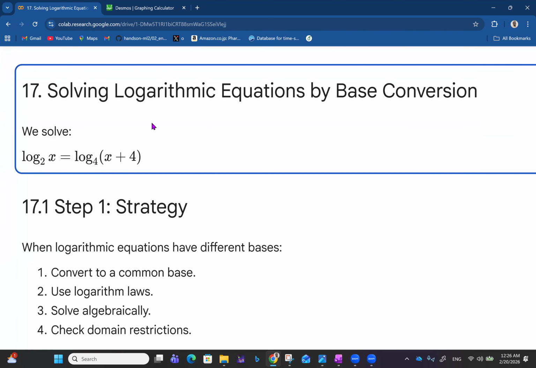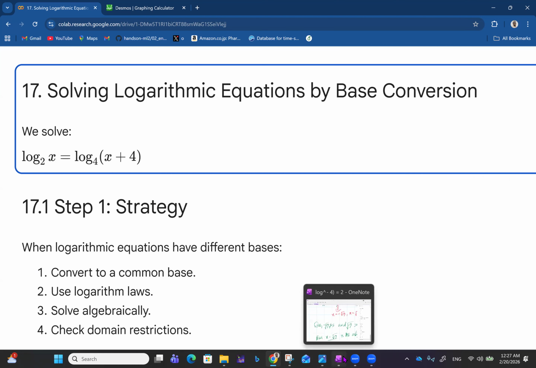So imagine you want to solve something like log x to base 2 equals log (x plus 4) to base 4. The bases are clearly different. So when logarithm equations have different bases, you need to convert to a common base, then use logarithm laws, then solve algebraically and check domain restrictions.